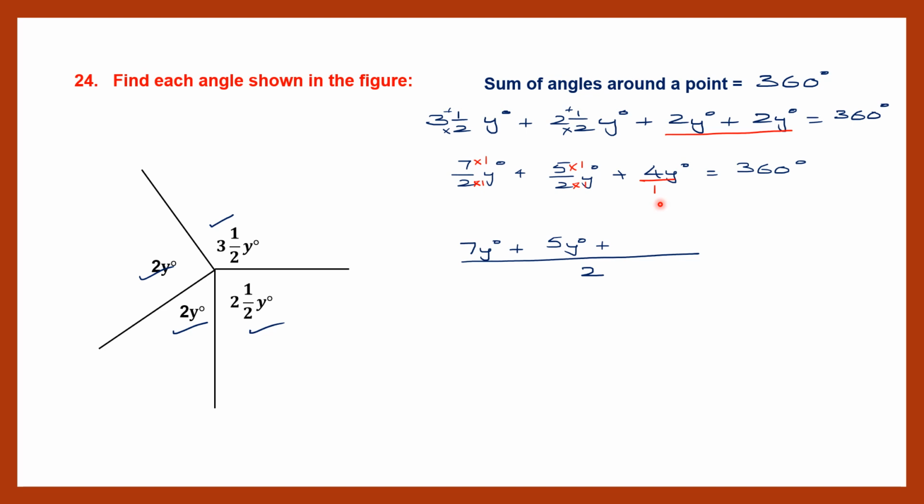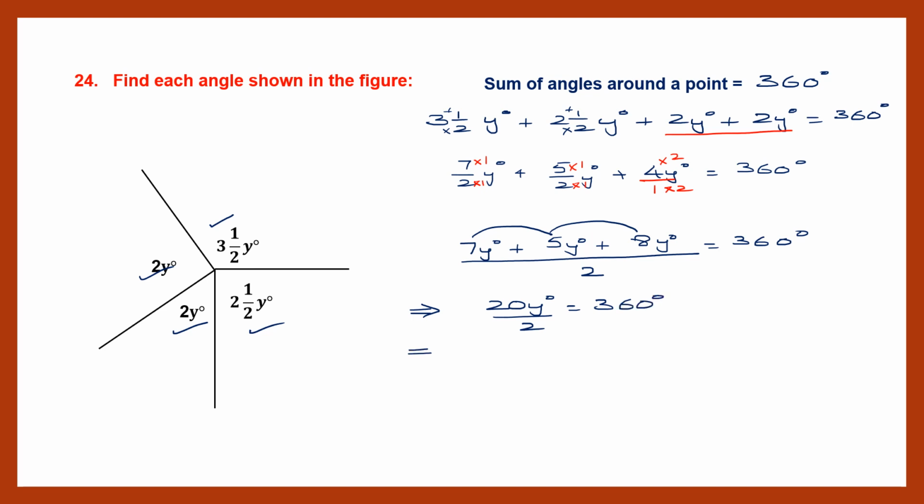Here the denominator is 1. 1 into 2 is 2. So multiply this by 2 and multiply this also by 2. So 4 2's are 8y degrees is equal to 360 degrees. Now let's add up all the numerators. 7 plus 5 is 12. 12 plus 8 is 20. So 20y degrees by 2 is equal to 360 degrees.